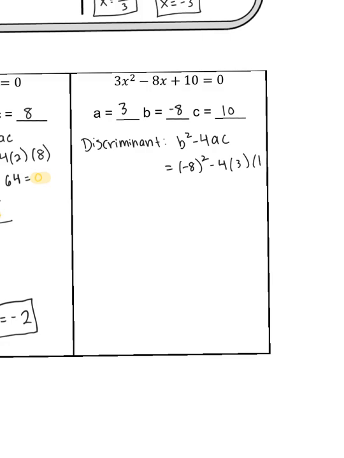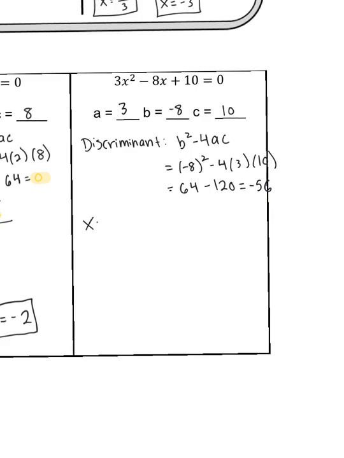If you're typing this into your calculator, it's very important that you use the parentheses. If you do not use the parentheses and you try to do negative 8 squared, you're going to end up getting the wrong answer. So please use your parentheses. Negative 8 squared is a positive 64, minus 120, gives me a negative 56.